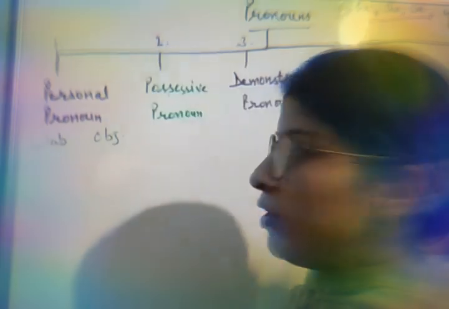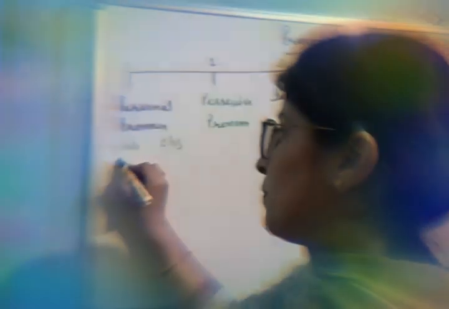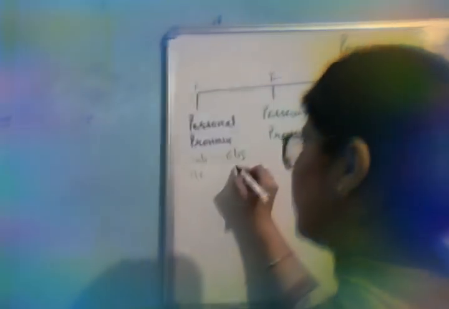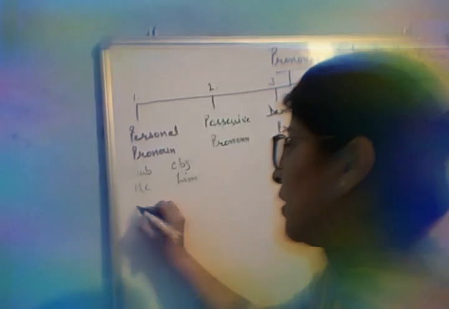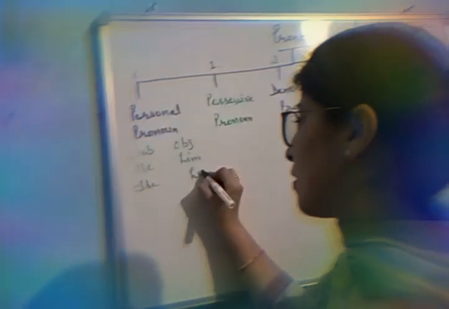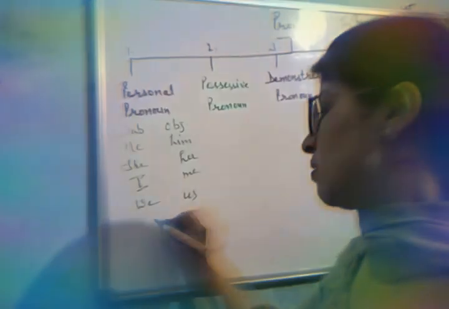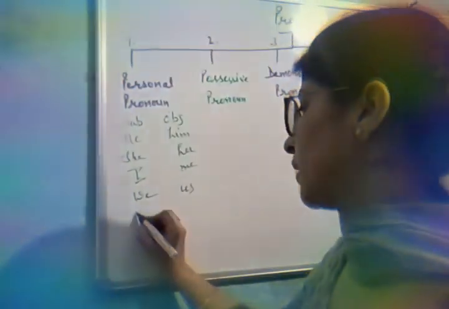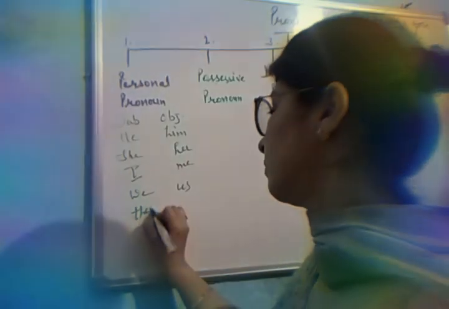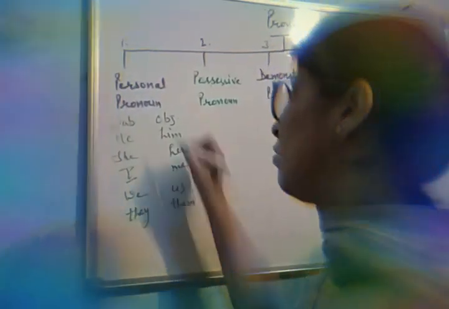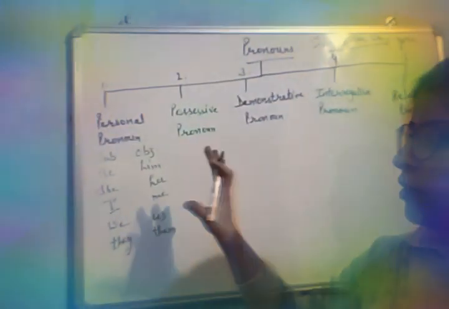As we have already discussed, pronouns have a subjective as well as an objective form. If the subjective is he, its objective is him. She, her. I, me. We, us. They, them. All these are personal pronouns. Personal pronouns are the pronouns which are used for an individual.